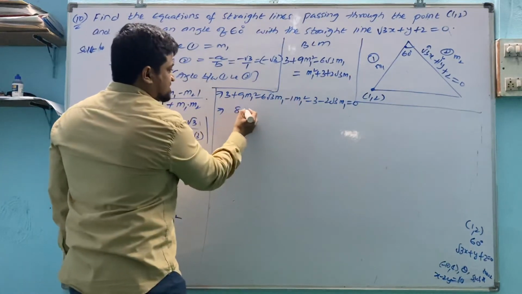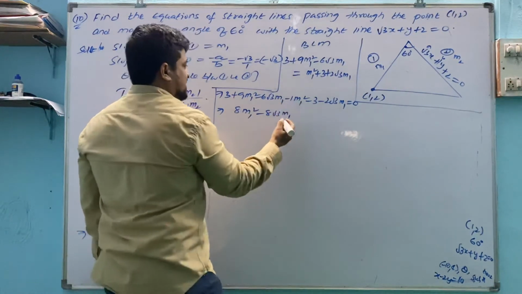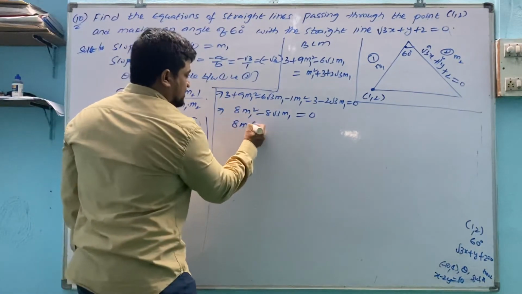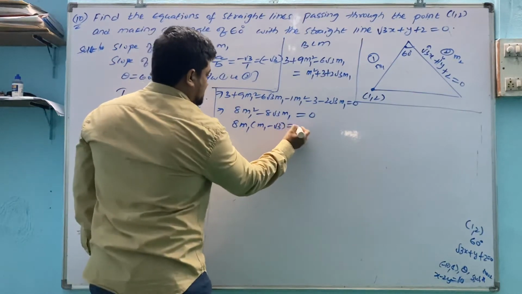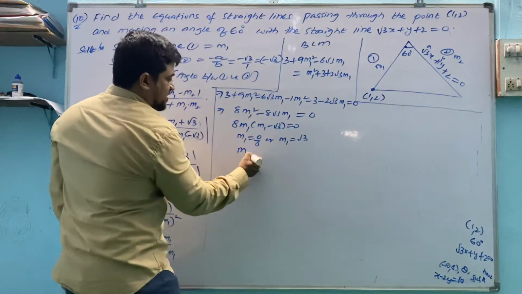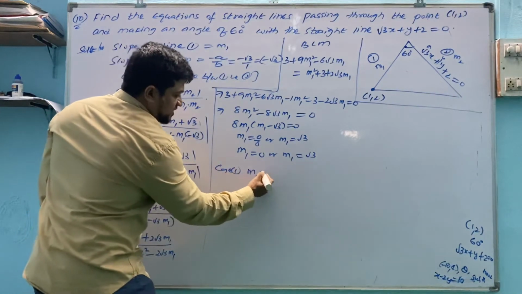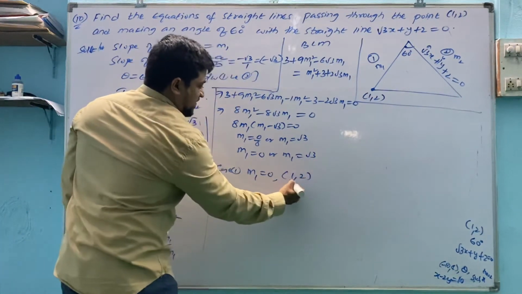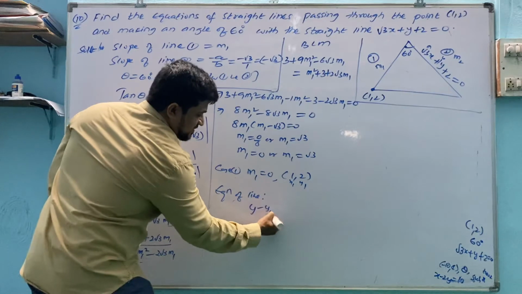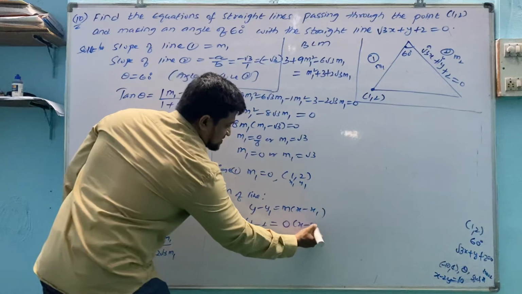9m1^2 - m1^2 is 8m1^2, and -6 root 3 m1 - 2 root 3 m1 is -8 root 3 m1. 3 minus 3 is cancelled, 0. Now what we have: 8m1 common, 8m1(m1 - root 3) = 0. So m1 = 0 or m1 = root 3. Now for case 1, we take m1 and the point (1, 2) as x1, y1. Then the equation of line is y - y1 = m(x - x1), so y - 2 = m(x - 1).